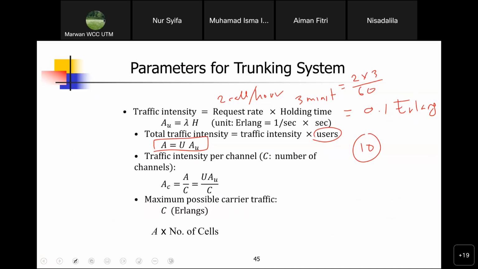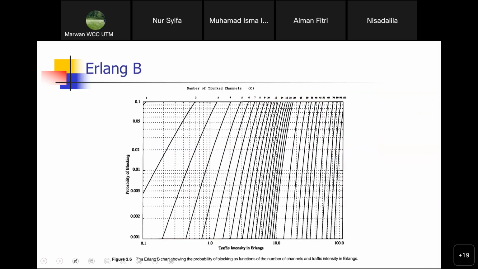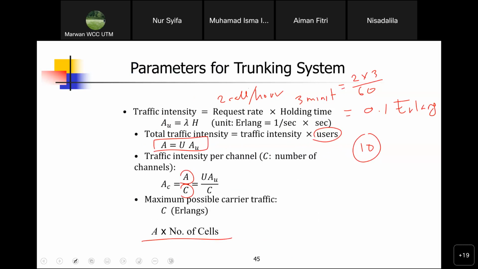Okay. Then you can also have traffic intensity per channel. Whatever value that you have just now, you can divide by the number of available channels that you have within the cell. Okay. So maximum erlang is how many cells you have per area. So this will be clear later once we look at the example.